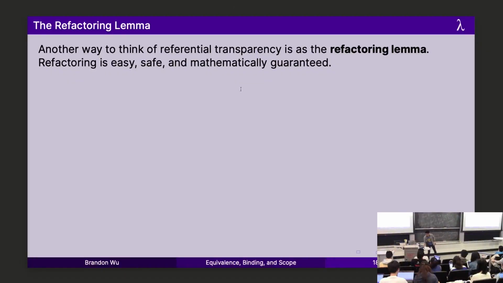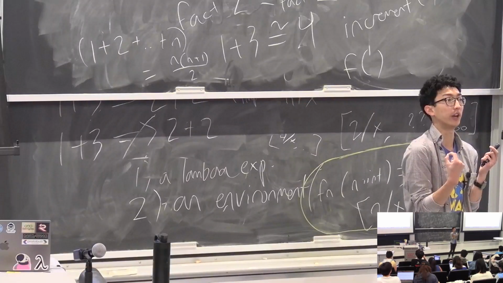This is the last thing I'll say to you this lecture, which is I want you to think about referential transparency by a different name. I call it the refactoring lemma. A lemma being a helper theorem, something you can use in a proof. Referential transparency tells you that you can refactor your code for free.